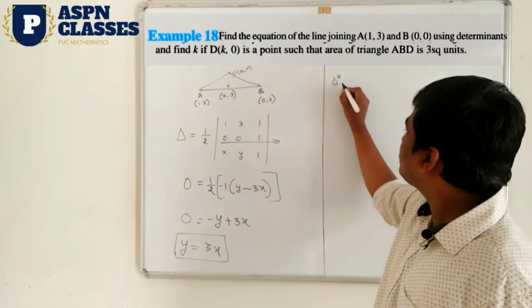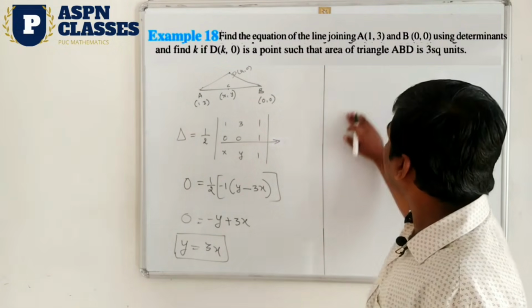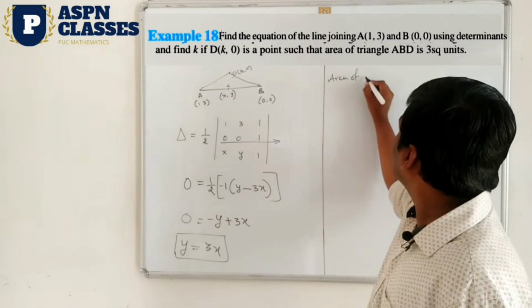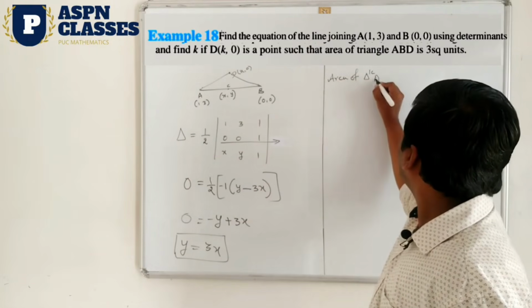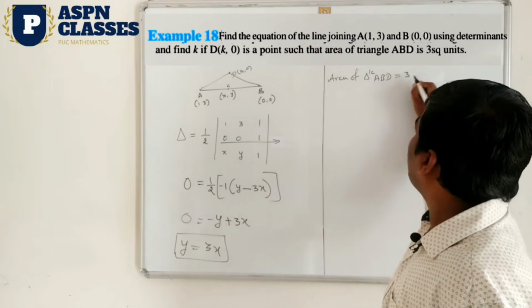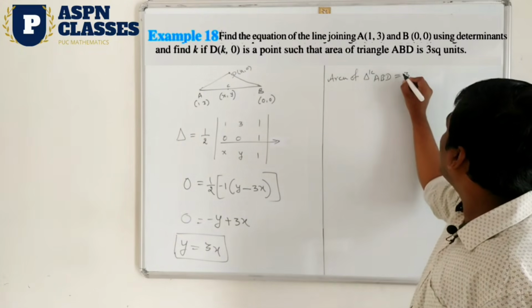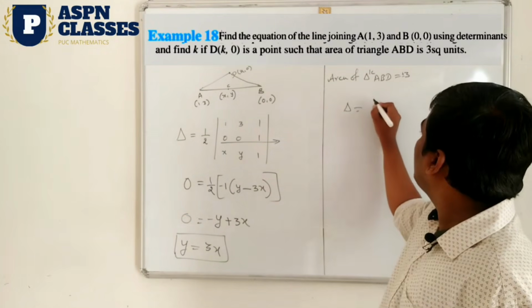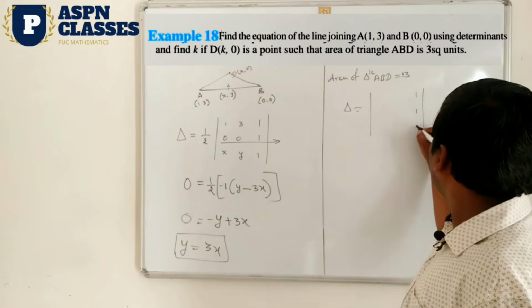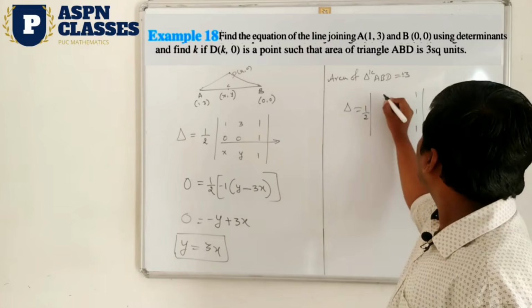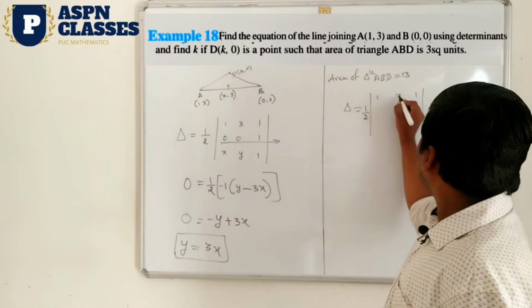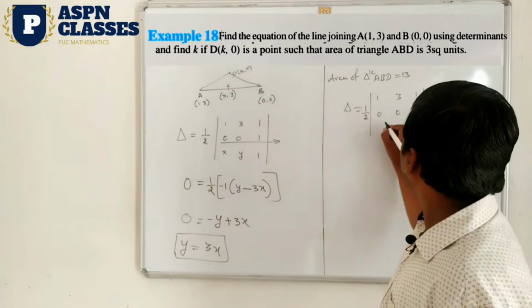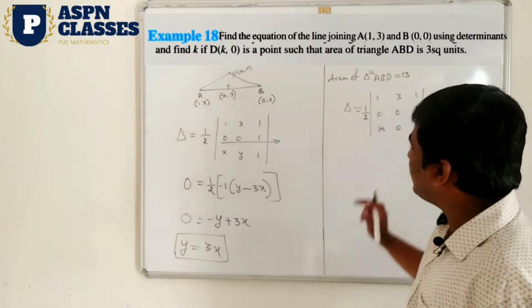Area of the triangle ABD is 3 square units, already given. When the area is given, you take plus or minus. Now simplify with the triangle formula. The determinant, with 1 1 1 here, and don't forget 1 by 2. The first point is 1 comma 3, the second point is 0 comma 0, and the third point is D, that is k comma 0. Now you have to find the k value.